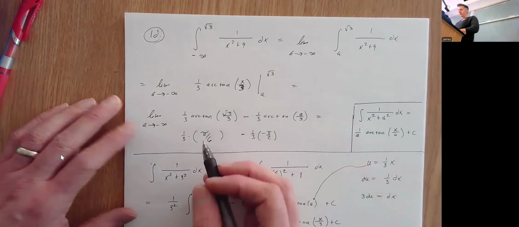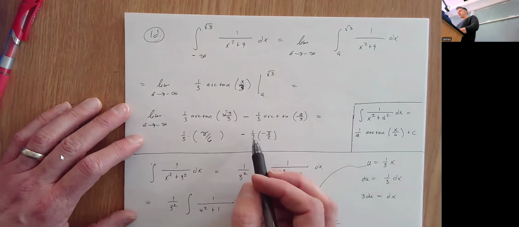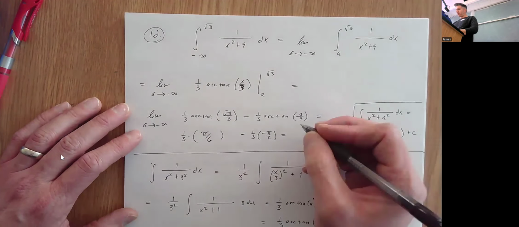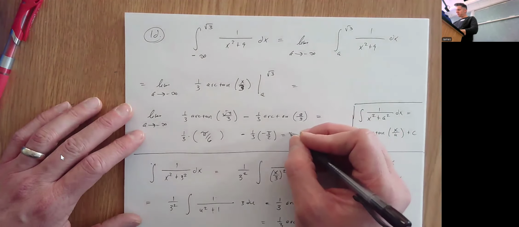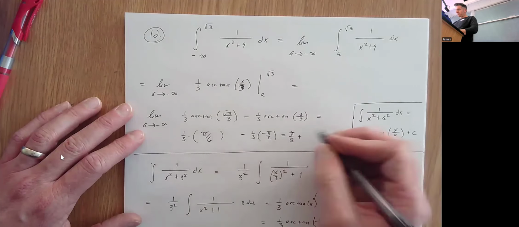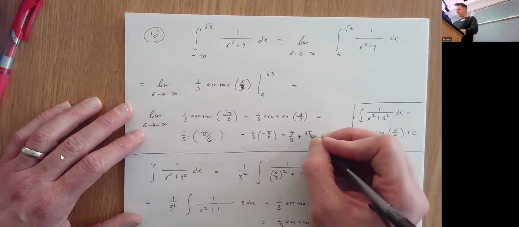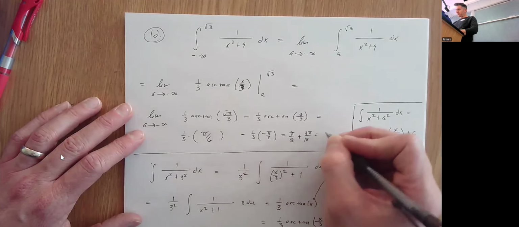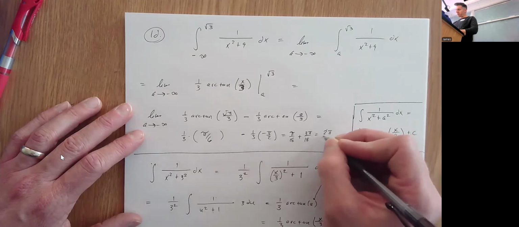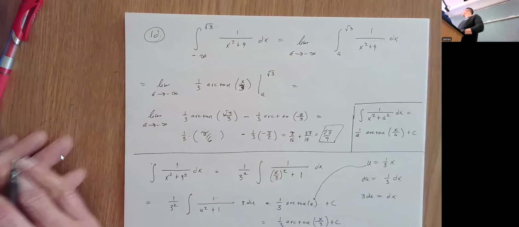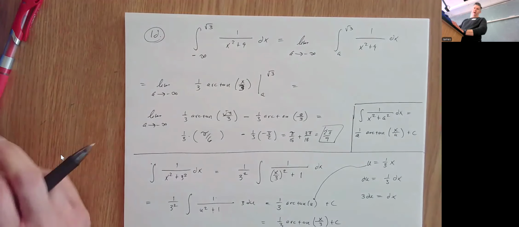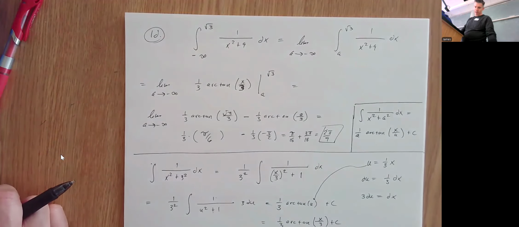And then we can simplify this. So we get pi/18 plus pi/6. Pi/6 is 3 pi/18, which equals 4 pi/18 or 2 pi/9. Cool. So just be aware that that is something that you might see sometime somewhere.